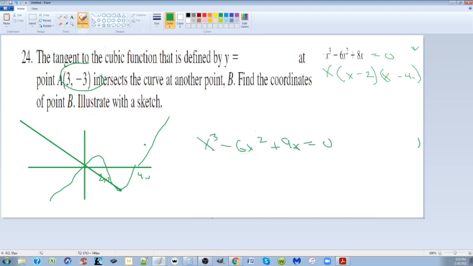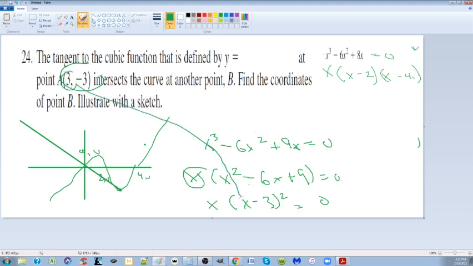I can take an x out of each of them. I'm left with x squared minus 6x plus 9 is equal to 0. So we can see definitely (0, 0) is one of the points. And when I solve this, ooh, that's a perfect square. x minus 3 squared. Well, we already knew this point when x was 3, we knew it went through this graph. But as we can see, when x is 0, so (0, 0) is the other point. It goes through the graph. Therefore, point B is (0, 0).